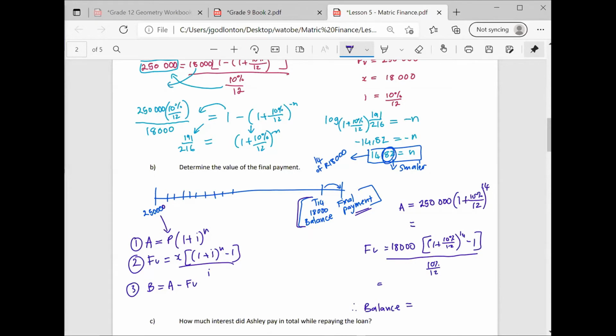Okay, so these are the 3 steps you should be following on your side. Your A, your FV, and then your balance.